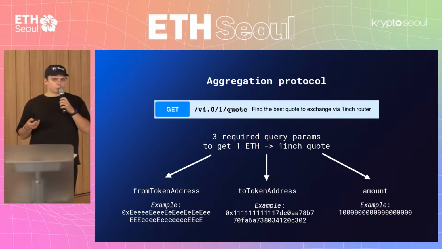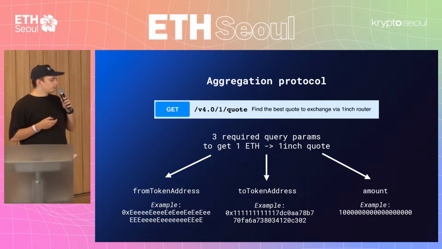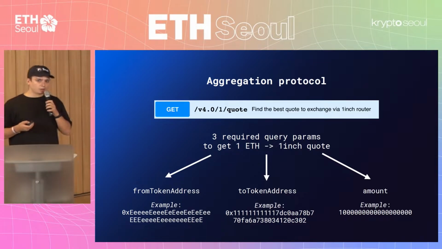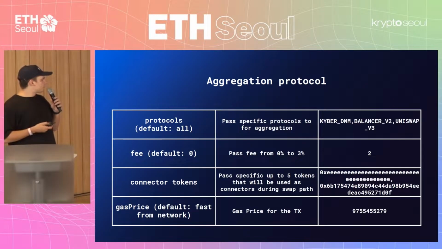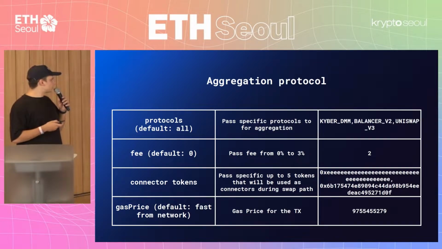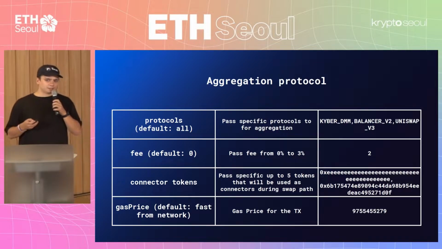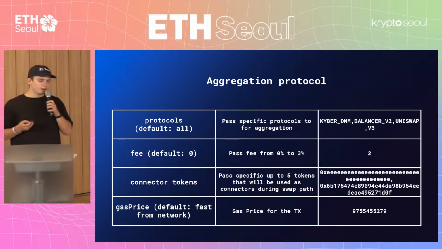But we also support multiple other additional parameters that allow you to do more custom logic for your client. So I want to talk about that. Firstly, we support the protocols param. This param allows you to specify specific DEXs that you need for the swap.